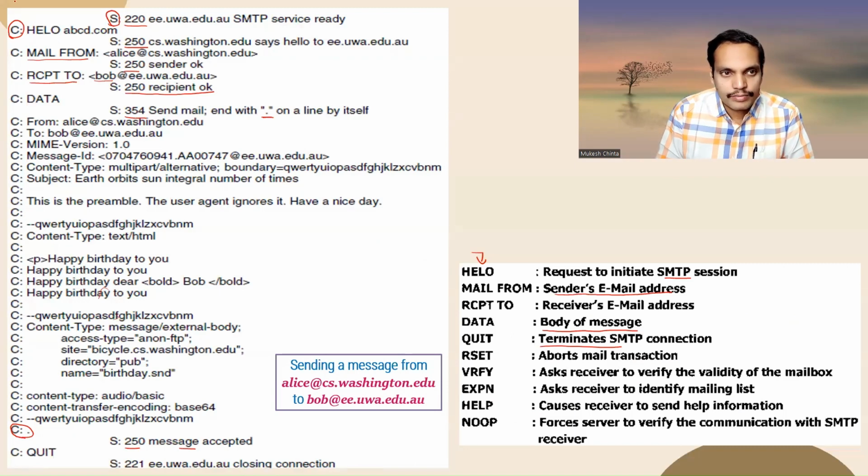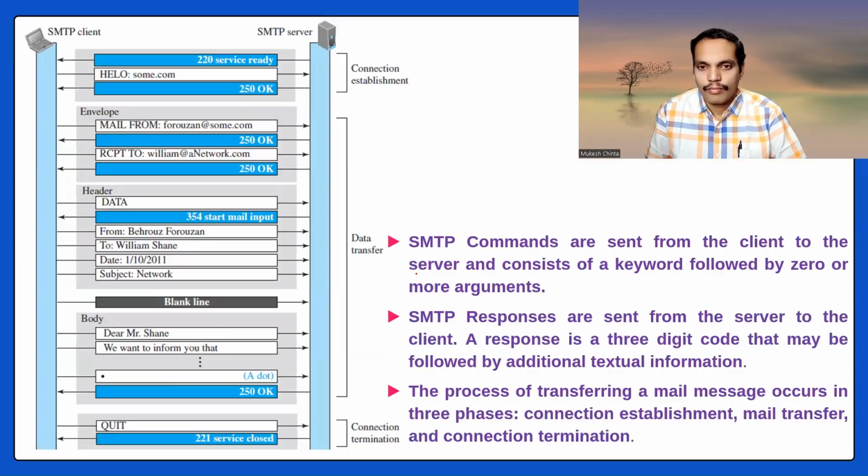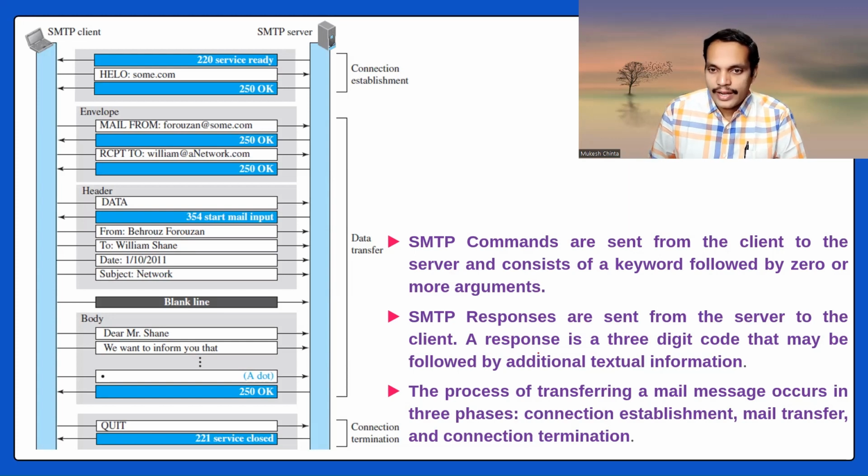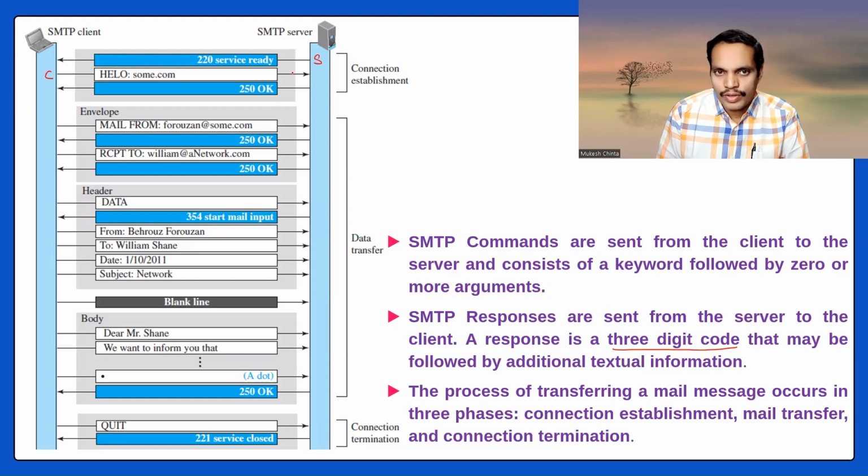See, this is the command. RCPT TO is the command. Next comes the arguments. Like this. Of course, in DATA, you have all these arguments. HELO, this is the argument, like that. So commands are sent from the client to the server and consist of a keyword followed by 0 or more arguments. SMTP responses are sent from the server to the client. A response is a 3-digit code that may be followed by additional textual information. You can see this. See, first the server sends 220 service ready. Then the client sends hello, whether you are there or not, whether the connection is being established or not. After it is successfully done, the server sends okay, fine. After this, the client starts sending the envelope. So MAIL FROM whom this email is being sent, fine, received.